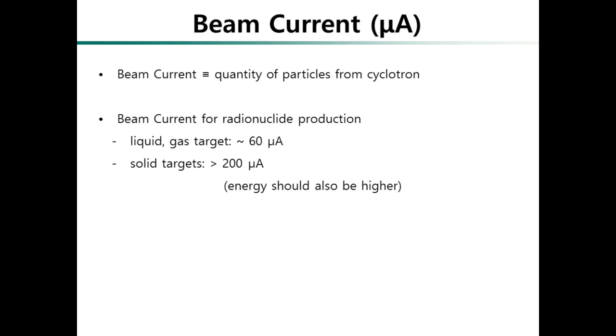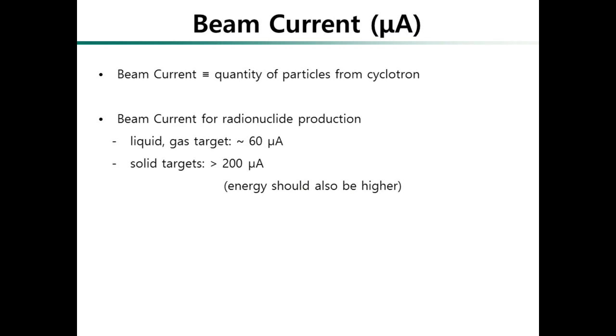One more thing is the beam current. The beam current means how many charged particles go to the target material. Beam current sometimes influences the radionuclide production yield. But a higher beam current makes a higher temperature, so we control that with a cooling system.